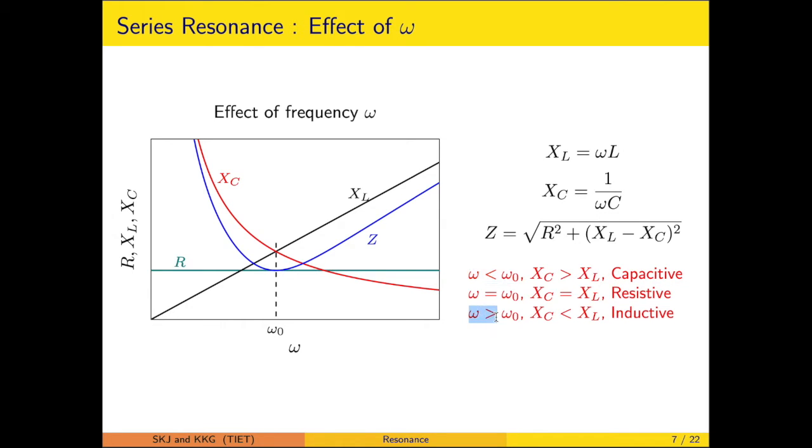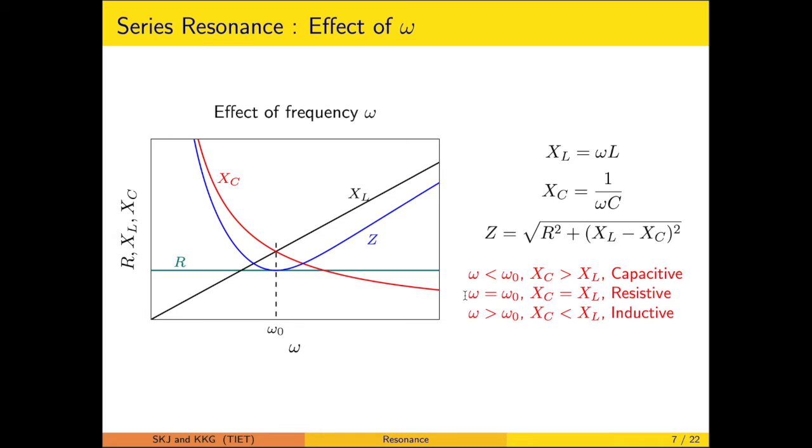when omega is greater than omega 0, at some point on this right side, XL is coming out to be dominating over XC, so the nature of the circuit will be inductive. Likewise, when the nature of the circuit is inductive, if we are calculating the current at this omega greater than omega 0, it will be of lagging nature.